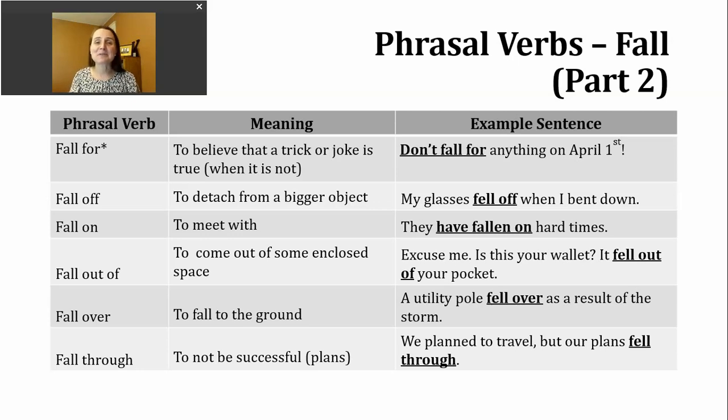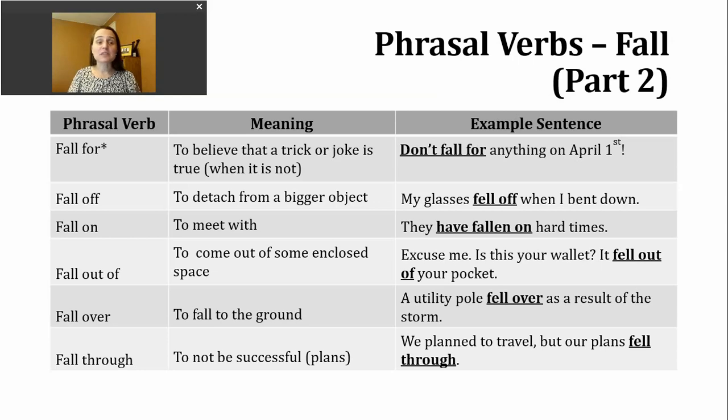Another phrasal verb you might hear is fall off. It means that something is detaching from a bigger object. Here's an example. My glasses fell off when I bent down. So that idea of you're the bigger object, right, and your glasses fall off.